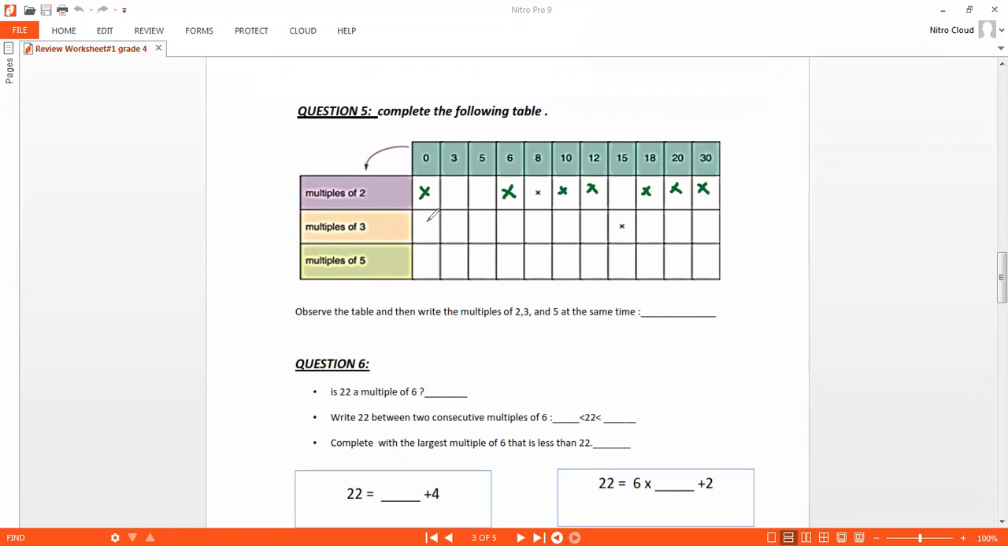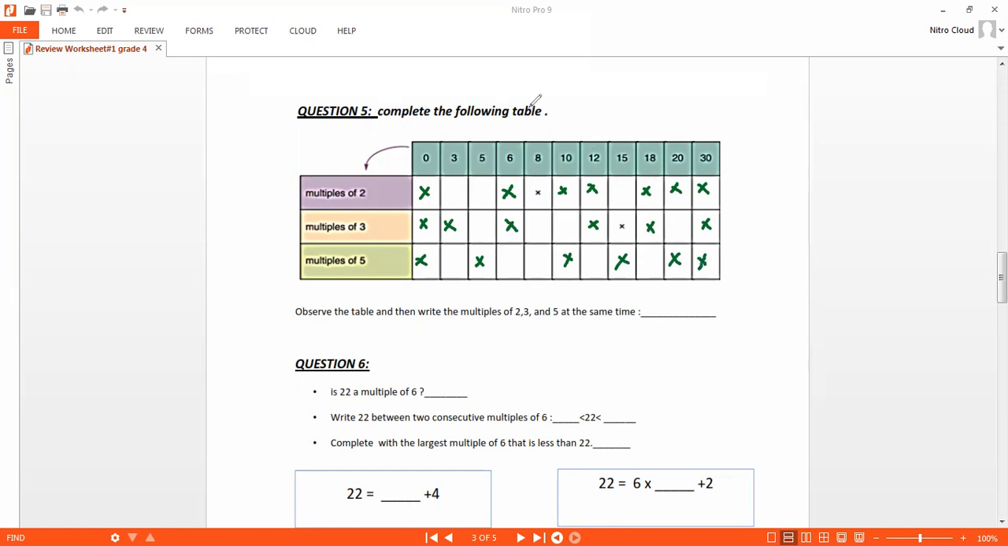Now the multiples of 3. 0, 3, because 3 times 1 is 3, 3 times 2 is 6, 3 times 4 is 12, 3 times 6 is 18, and 3 times 10 is 30. Now the multiples of 5 are 0, 5, 10, 15, 20, and 30.